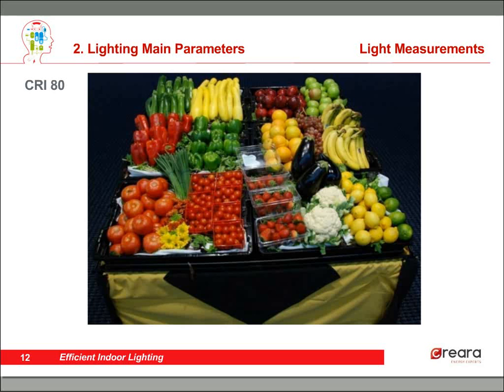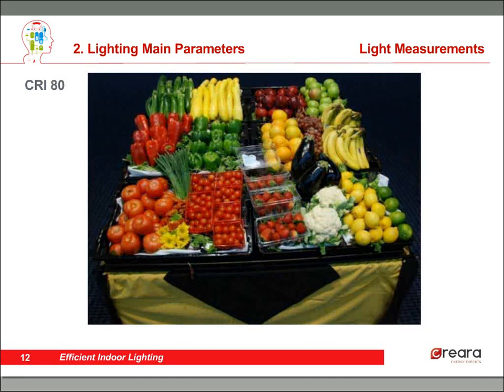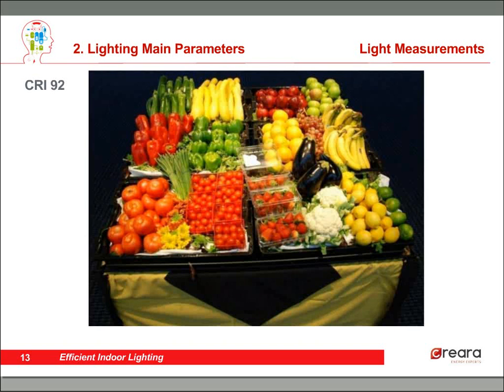These two pictures we're going to see show how we see the same objects with different quality light. Here we have the objects illuminated with a CRI 80 light and a CRI 92. Let's go again. This is 80 and 92. We can see the colors better with a better quality light, of course.